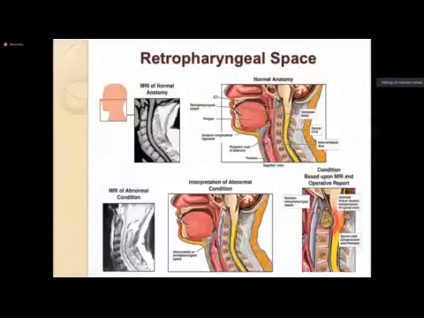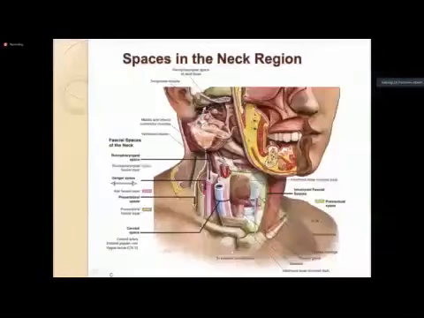Now, other spaces that are important. We talked about the pretracheal space, and we also have the carotid space. This is the pretracheal space, which we said that if there is infection, it can extend up to the anterior mediastinum. Along the carotid sheath, the infection will obviously extend up to the superior mediastinum. Then we have these fascial spaces, which is called the retropharyngeal space.